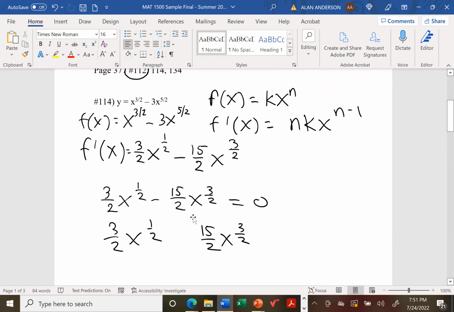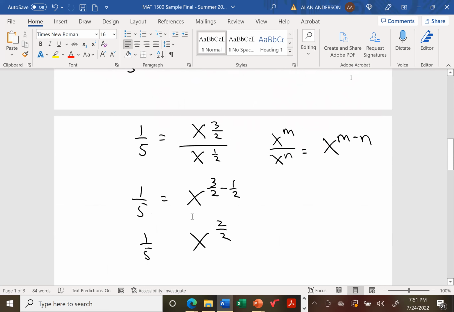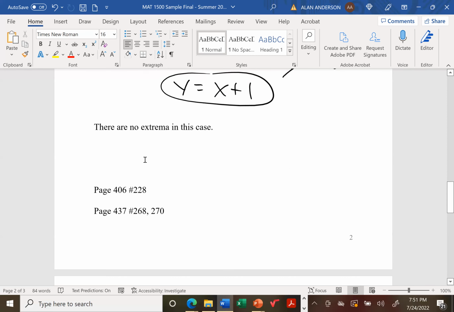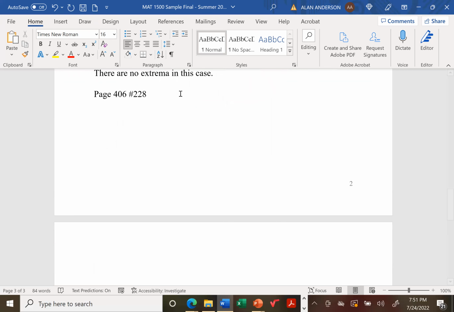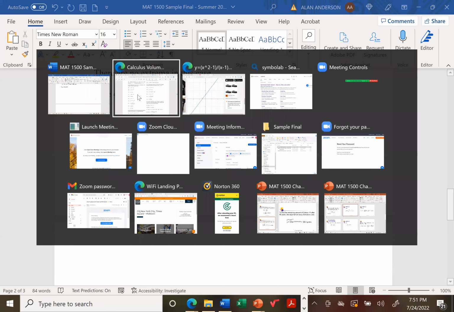Okay, so we move on to the next set. Page 406. There's a couple that, like I said, we're not going to do. There's something about it that's either we never covered it or there's something very strange about it that I don't think makes sense. All right, here we go.